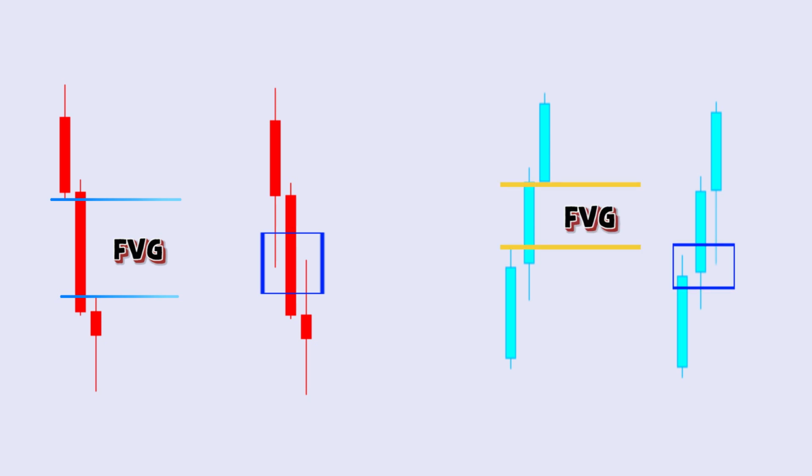First, let's look at an example of what price inefficiency looks like for selling and buying. An imbalance is a pattern of 3 candles, where the low of the first candle does not overlap with the high of the third candle. And if the shadows of the first and third candles touch, then a gap has not formed, which means there is no imbalance. For purchases, the formation rules are similar, so let's not waste time.